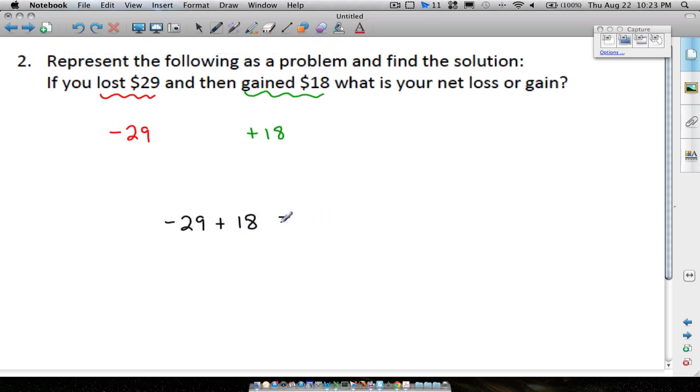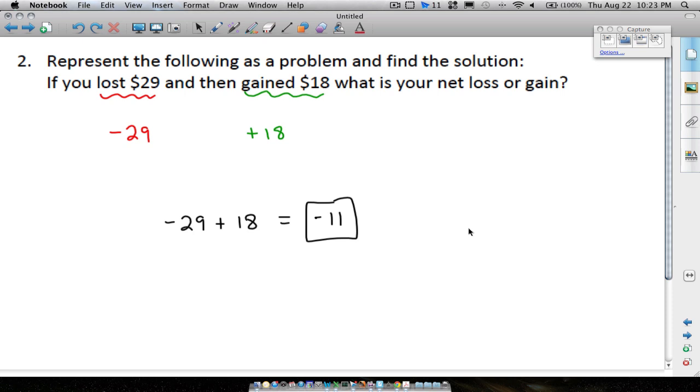That's all you want to do there, and think about this. If you lose 29 and then you gain 18 of it back, you're still in the hole. Well, how much are you in the hole? And the reason why you're still in the hole is because you lost more than what you gained. You're still $11 in the hole, because if you take negative 29 plus 18, you do end up with negative 11.